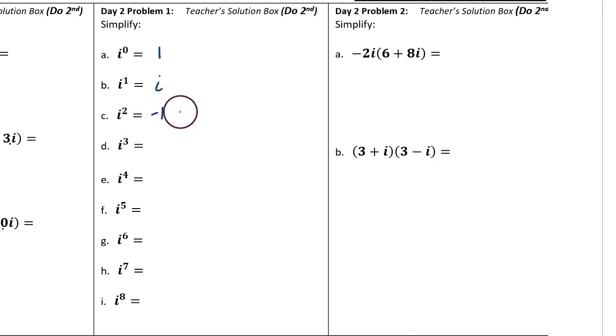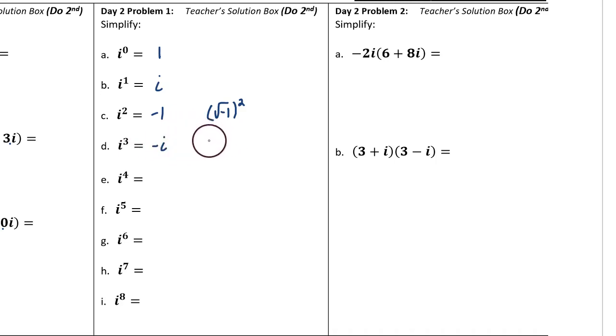Next, i squared. That's -1. Here's the reason why. Remember that i represents the square root of -1. So if you square that, which undoes the square root, you'll get the radicand, -1. Okay, now i to the third power, that makes -i.